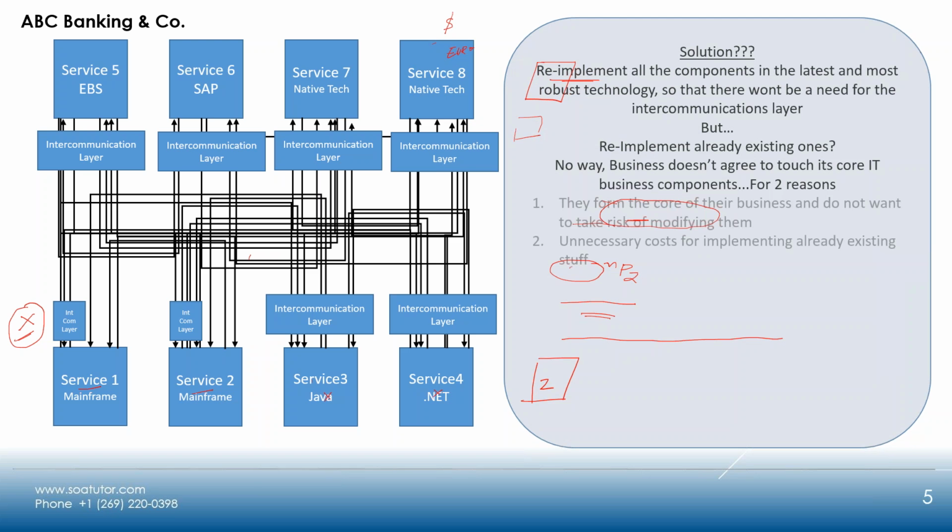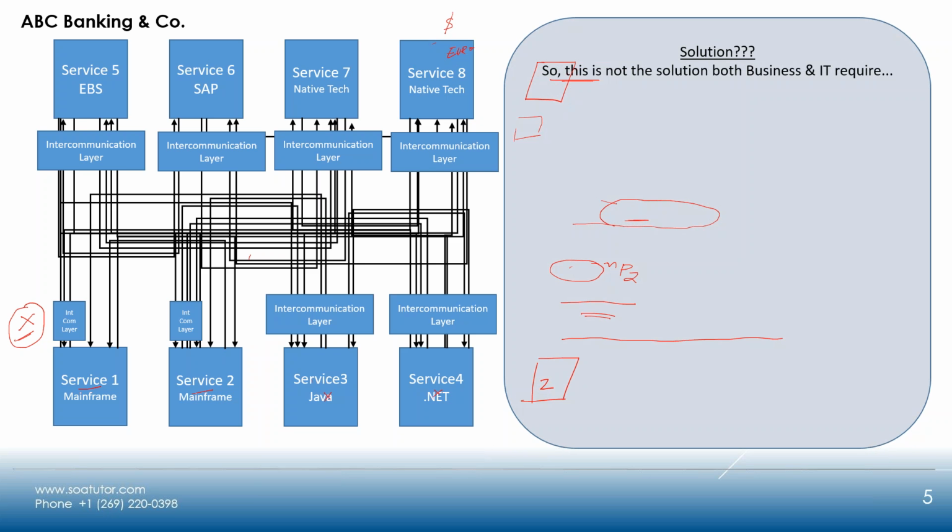Business would not agree to it because they form the core of their business and they don't want to touch it, or it is basically unnecessary, right? It's already there. Why would you want to re-implement the wheel again? So then what is the solution? If this is not the solution, what is the solution?